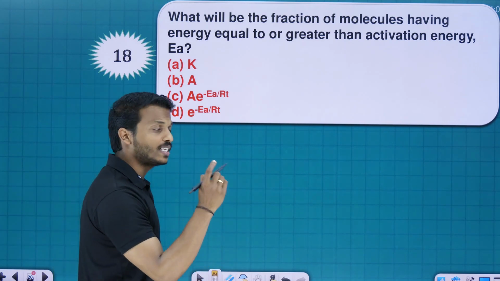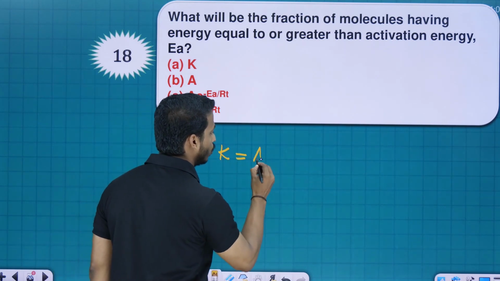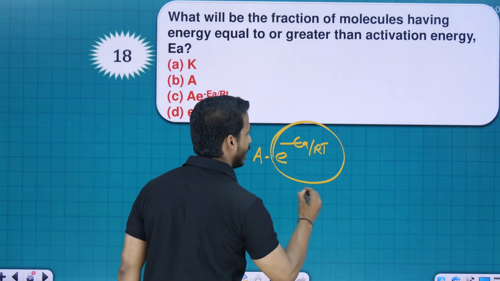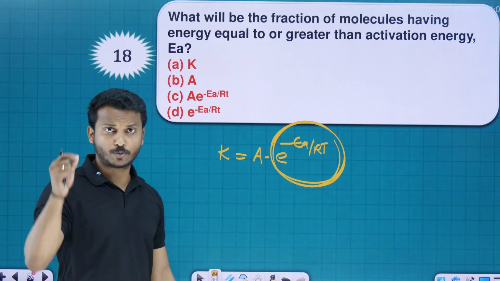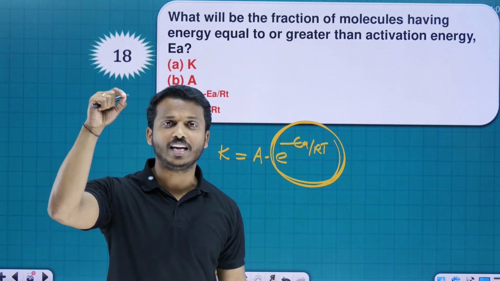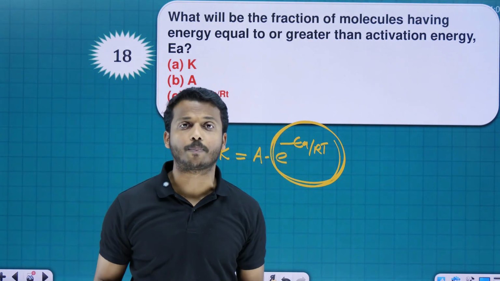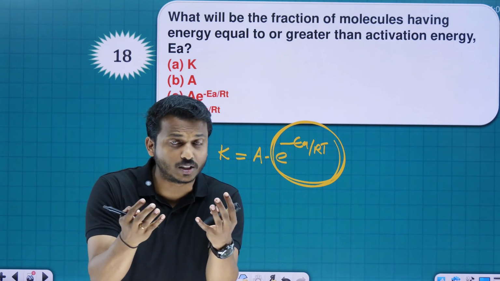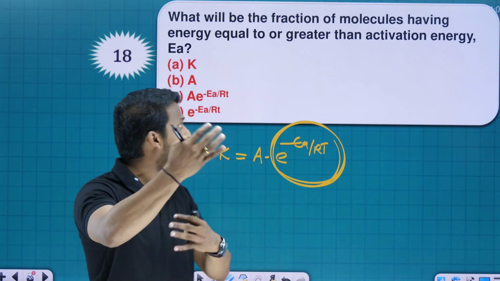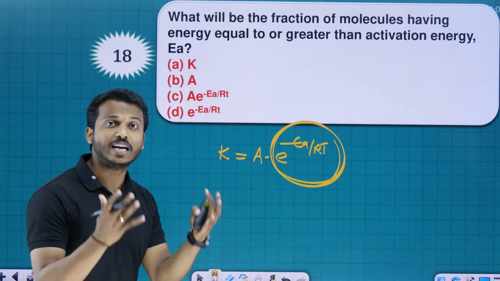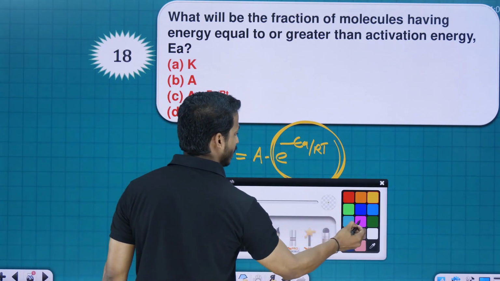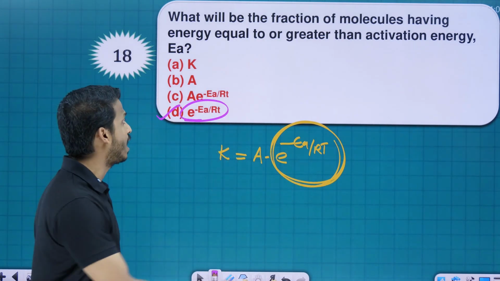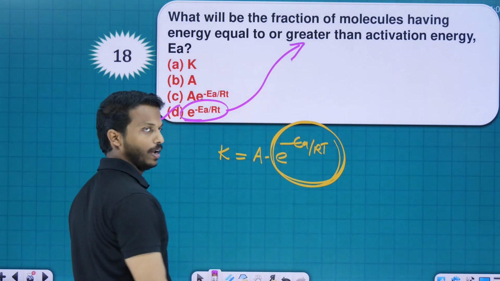You may have studied the Arrhenius equation, K is equal to A into E raised to minus EA by RT. Do you know what this entire term represents? The exponential term E raised to minus EA by RT represents the fraction of molecules, or amount of molecules, having kinetic energy equal to or greater than the activation energy. That is E raised to minus EA by RT. So E raised to minus EA by RT is the definition of that statement.